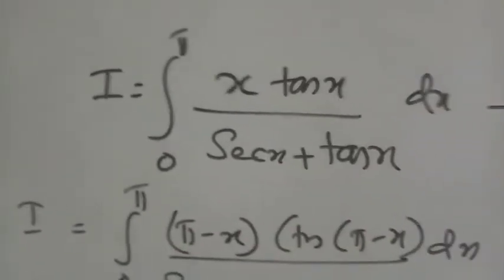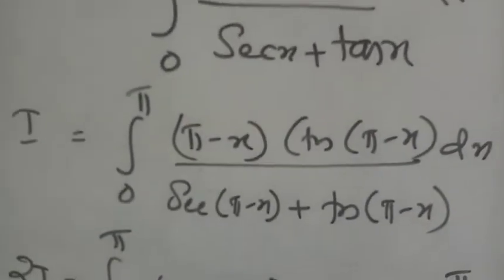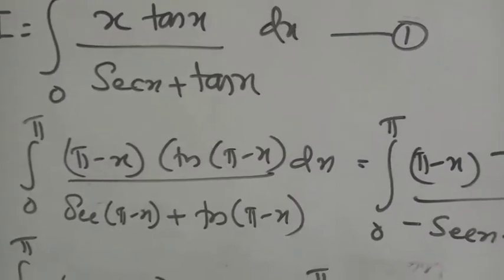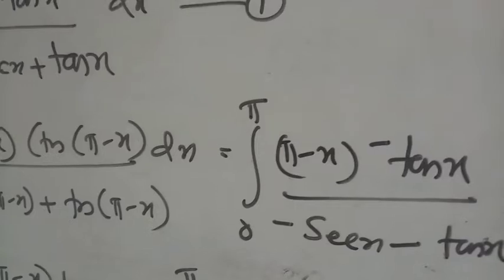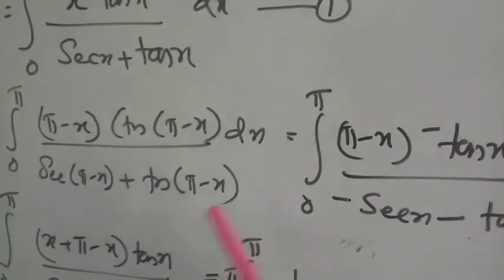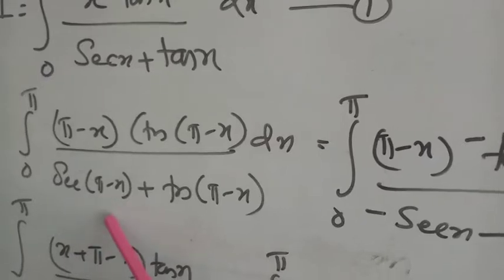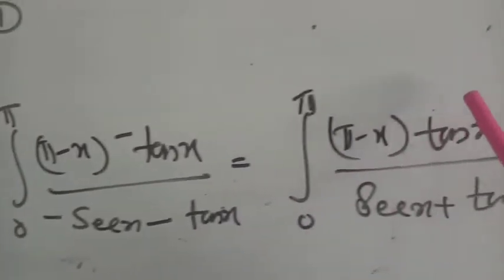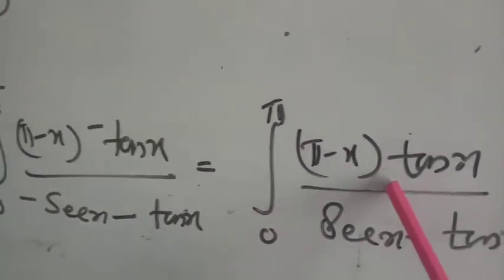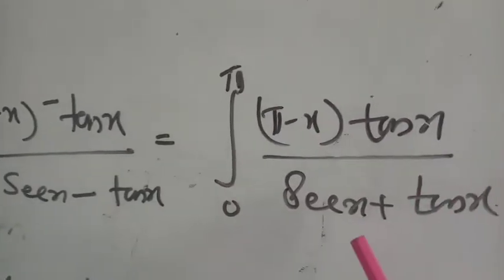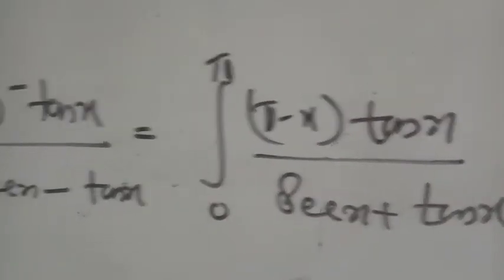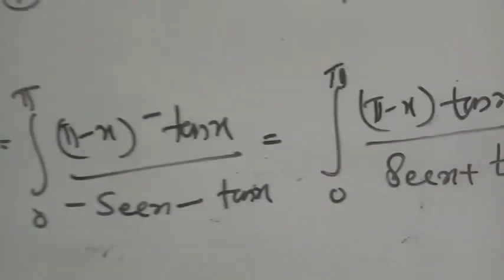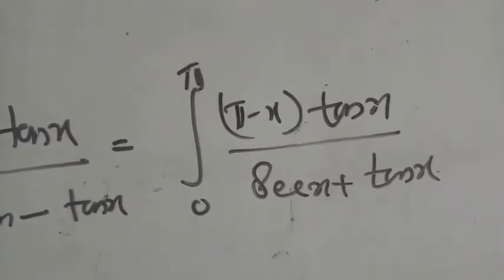Okay. Second one, x dx by sec x plus tan x. Similar to that one, apply I equal to integral of pi minus x into tan of pi minus x by sec of pi minus x plus tan of pi minus x. You know the value of tan pi minus x. What is that? Minus tan x. And in the denominator, sec pi minus x is minus sec x and tan pi minus x is minus tan x. You can cancel that minus throughout the expression, and the numerator will be pi minus x into tan x by sec x plus tan x. Okay, and the denominators are the same for both the given function and the function obtained after transformation.